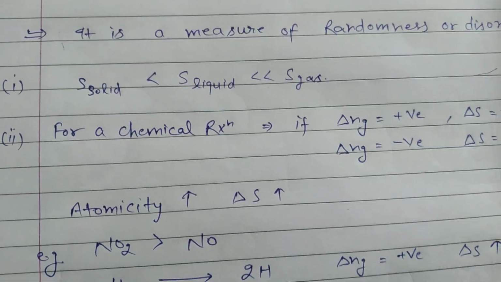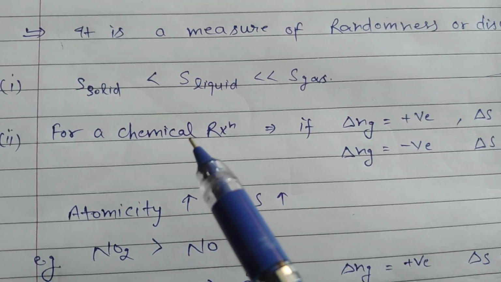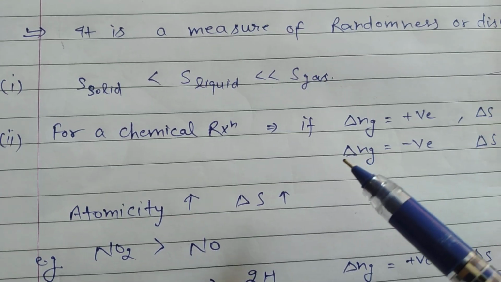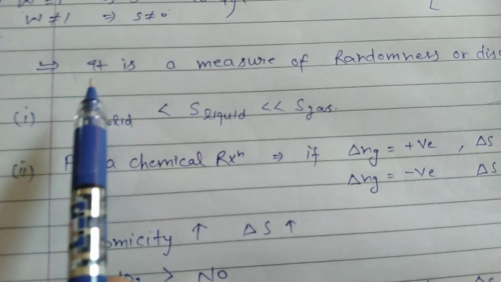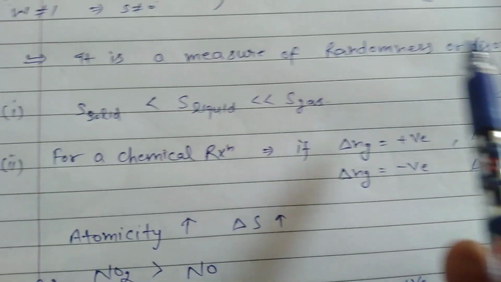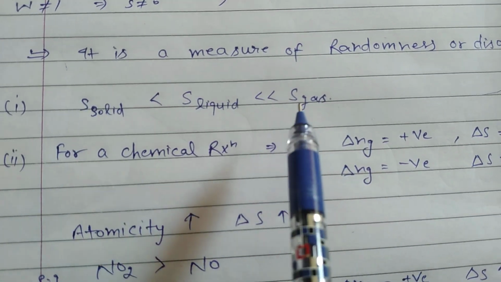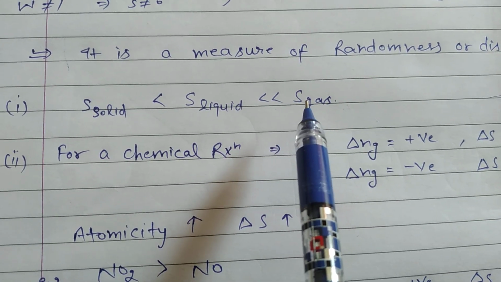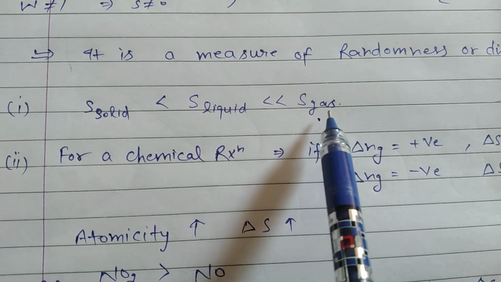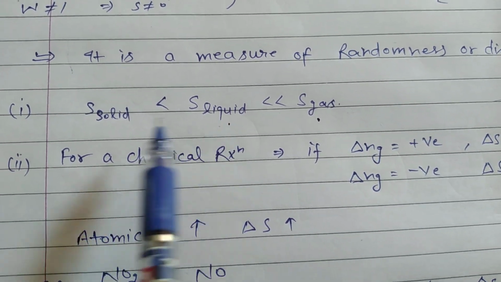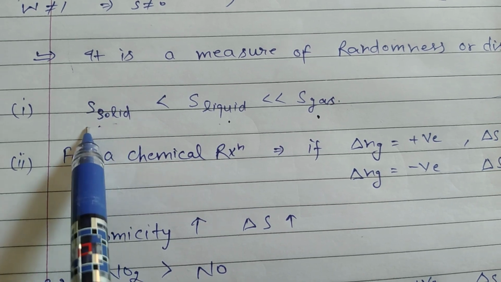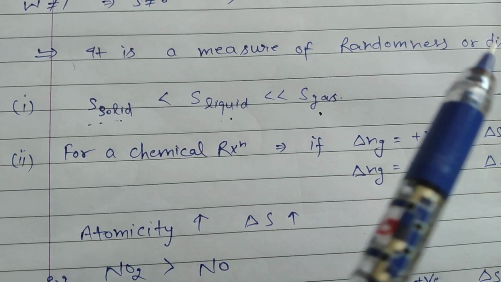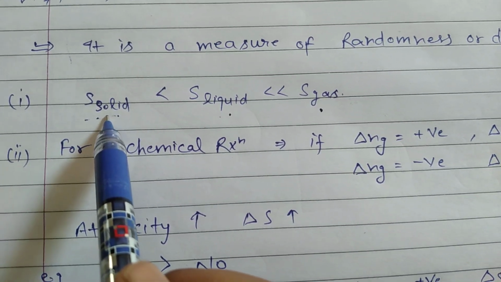Now we will discuss how entropy is going to change, whether entropy will increase or decrease in different chemical reactions. As I already told, entropy is a measure of randomness or disorderness. So in the case of gases there will be more randomness, so entropy will be the highest in the case of gas, then in the case of liquid, and entropy will be the least in the case of solid, because the randomness or disorderness in the case of solid is very less.